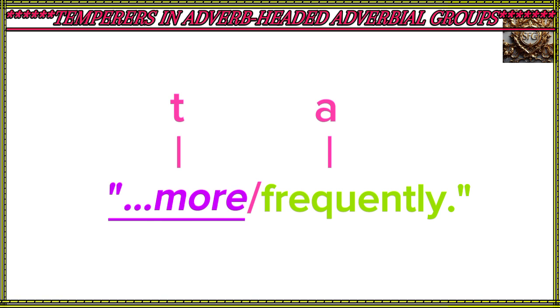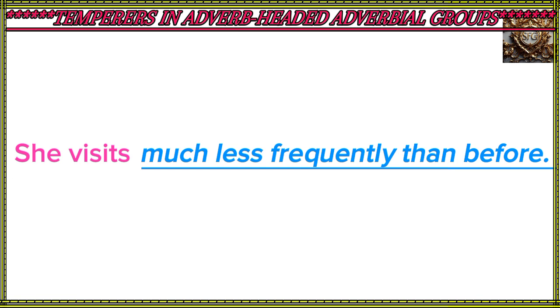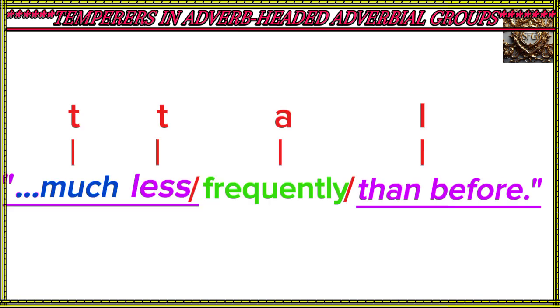Let's examine these examples. She visits much less frequently than before. Much less frequently than before in this sentence is an adverb-headed adverbial group. In this adverb-headed adverbial group, much is an intensifier, intensifying the pre-comparative element, less. Both much and less now join forces to temper the head word frequently.